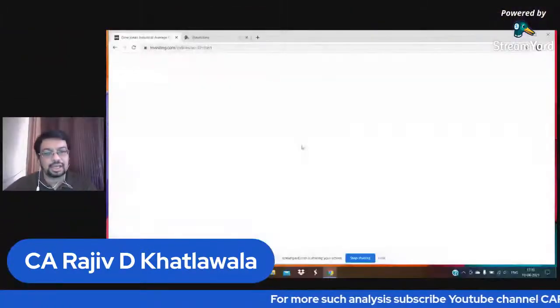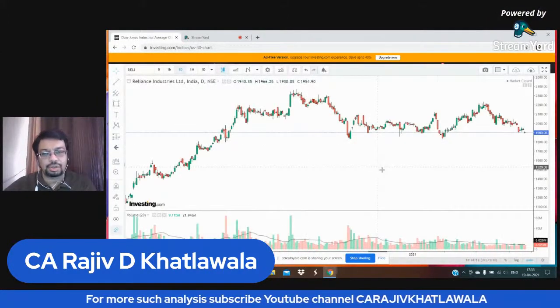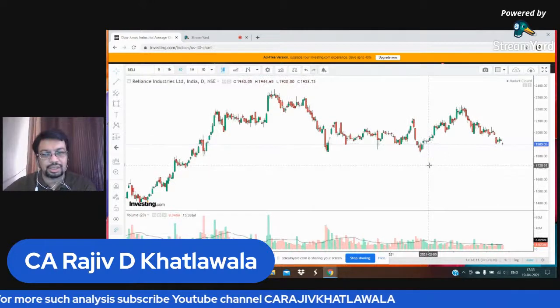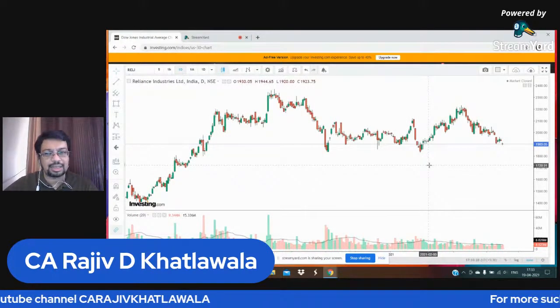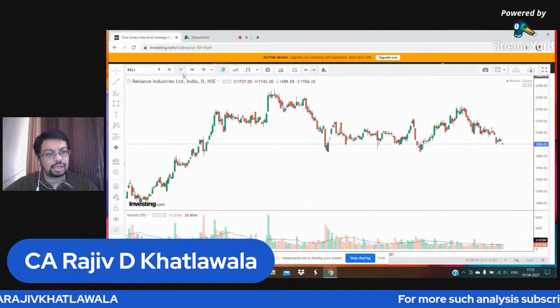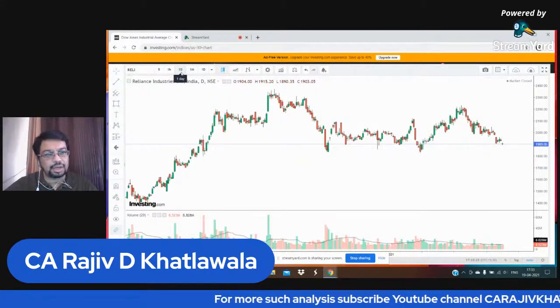Now let me share the screen right now. Yes, just give me 1 second. Yes, now I have just shared the screen here, and what you are observing on your screen is the price chart of Reliance Industries. As you can see here, it is the daily chart which I have loaded here.